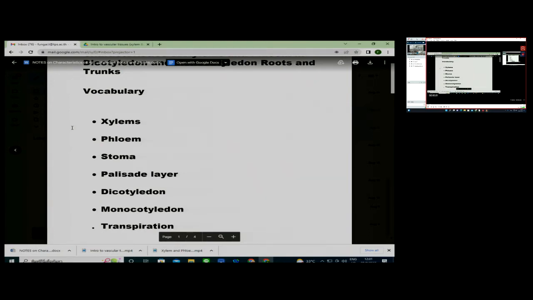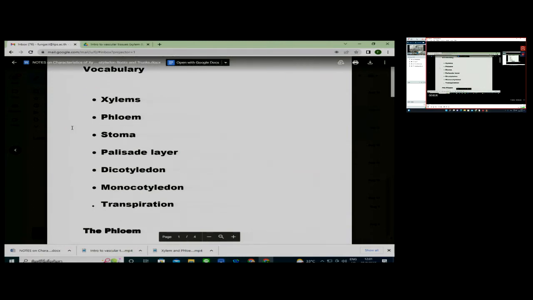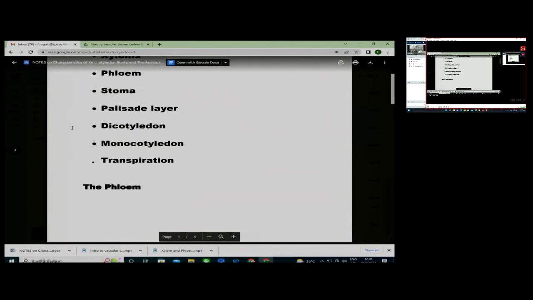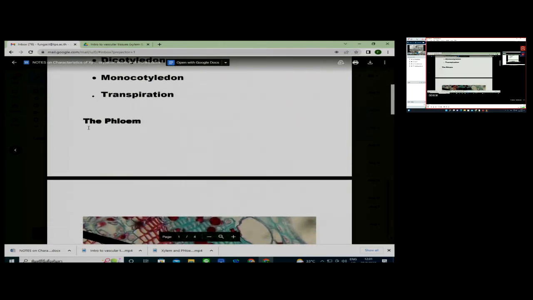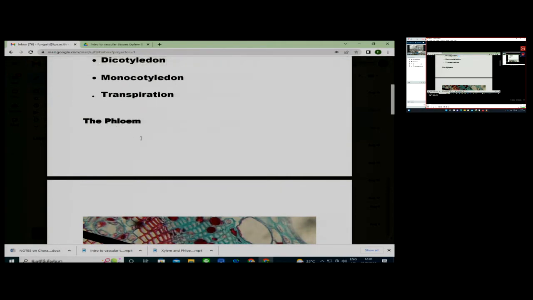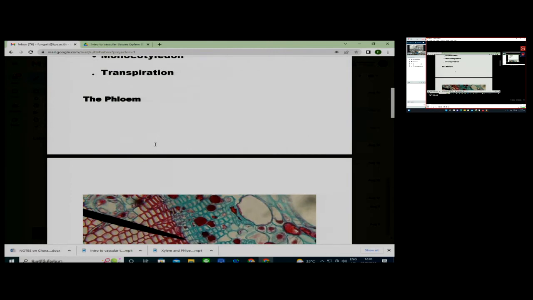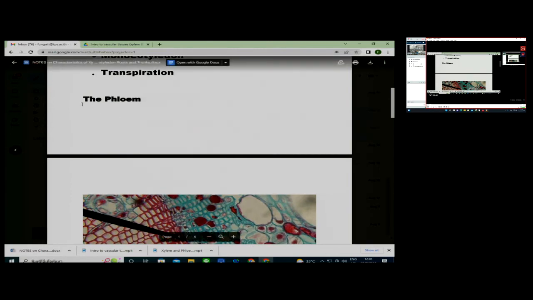Right, are we finished? Right, so we'll move the slide. So we are going to start by looking at the phloem. Can you write the word phloem? This one. The phloem. Okay. Have we copied it? The phloem.